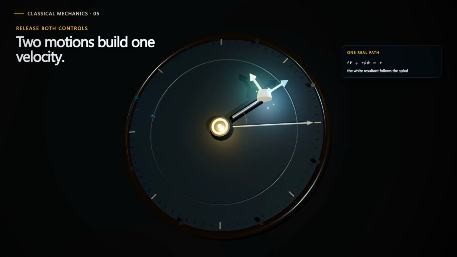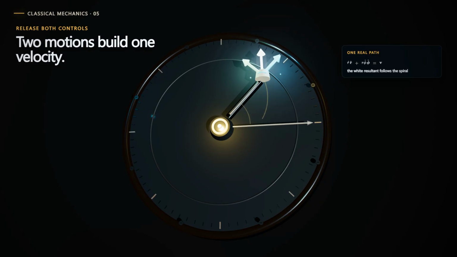Release both controls. The tracer can slide outward while the rail turns beneath it. Add the radial arrow to the transverse arrow tip to tail. Their resultant now follows the tracer's actual path.